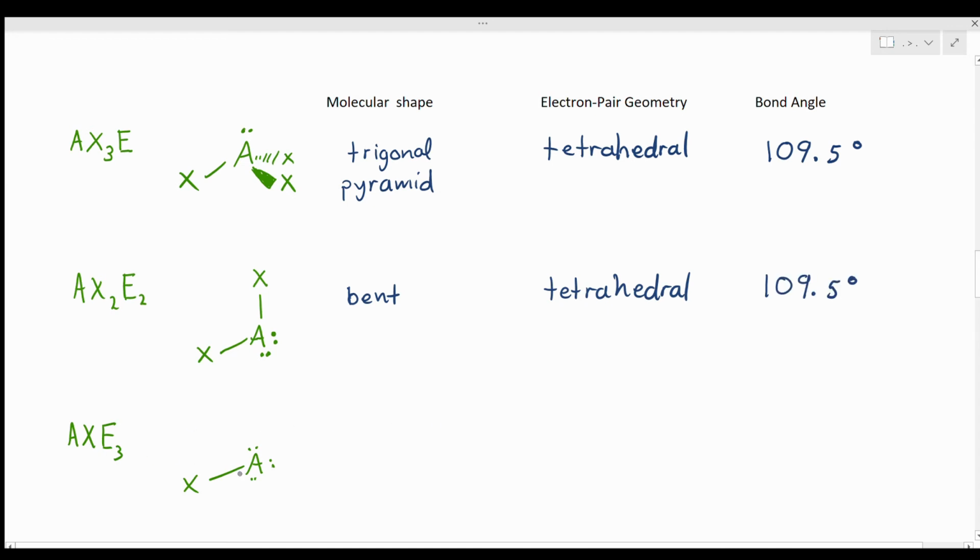For AXE3, we have 1 central atom, 1 outer atom, and 3 lone pairs of electrons around the central one. And so this molecular shape is going to be called linear, right? Just counting the angle between X and A. And then we have the electron pair geometry, which is going to still be called tetrahedral. The bond angle for this is going to be 109.5 degrees.